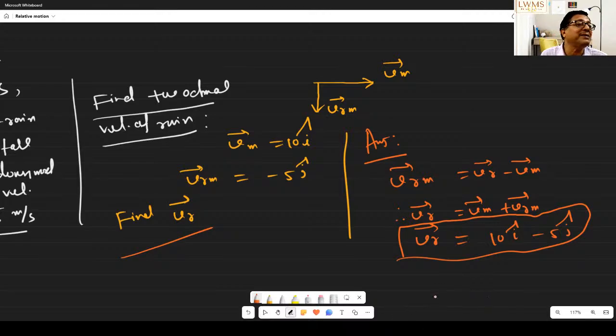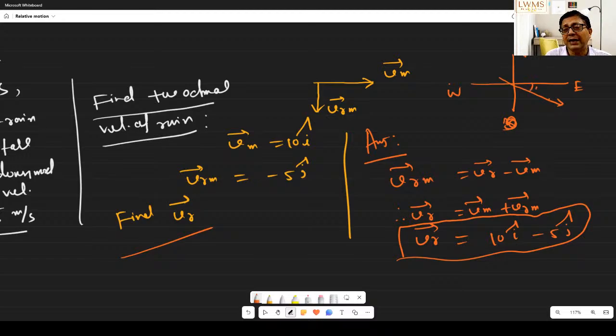What will be the direction? Can you tell me, without any calculation, where this vector lies? 10 comma minus 5. It lies in the fourth quadrant. So it will be directed, not exactly, but in this manner. How will I refer to this direction? This is east, this is west. This is vertically upward, vertically downward.